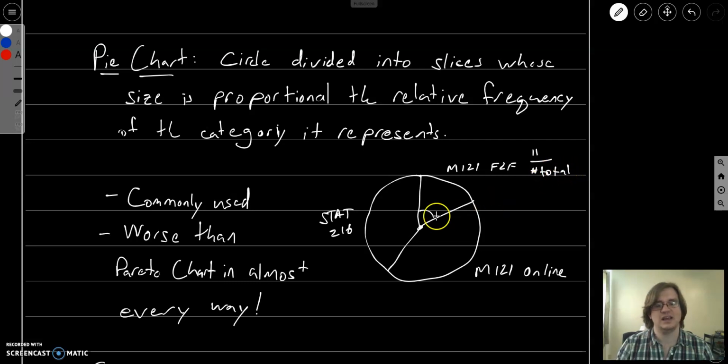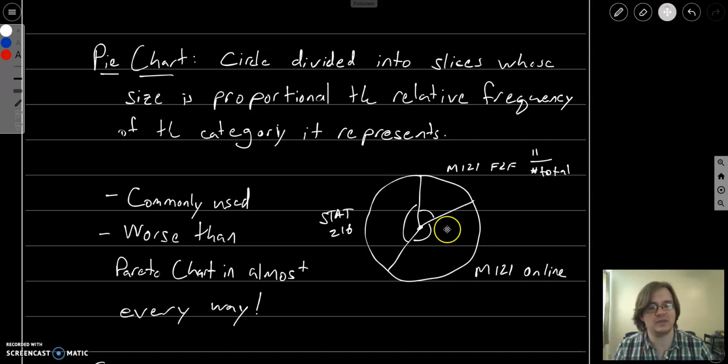in all the courses. So when we look at this, we have to do a couple of steps in our head to really understand what's going on. We have to see how big this slice is and compare it to the other slices just visually, because it's harder to compare areas than it is to just compare the height of several things. But also we can't recover any of the original data from this. And pie charts are just worse in pretty much every way than Pareto charts.